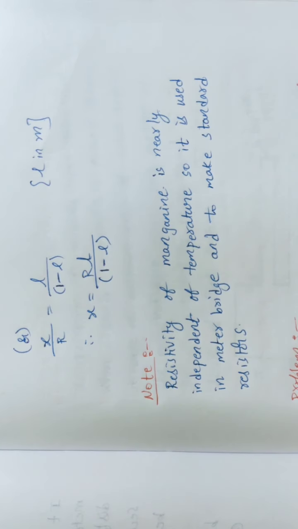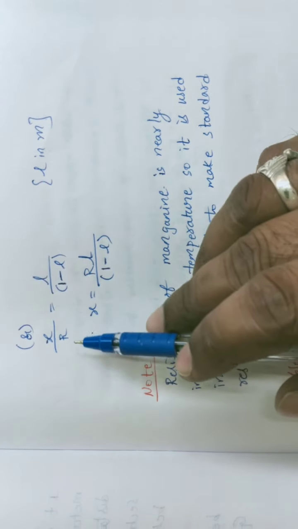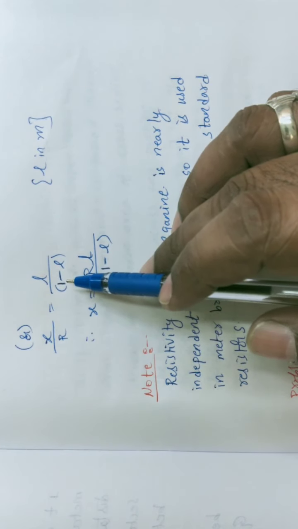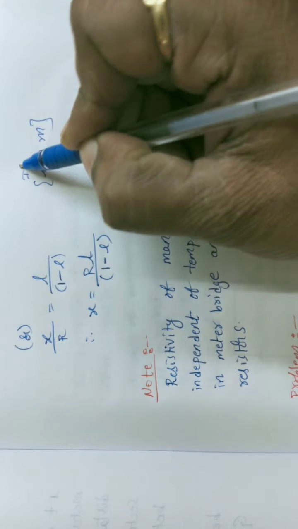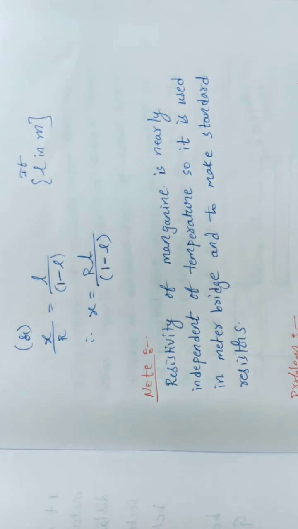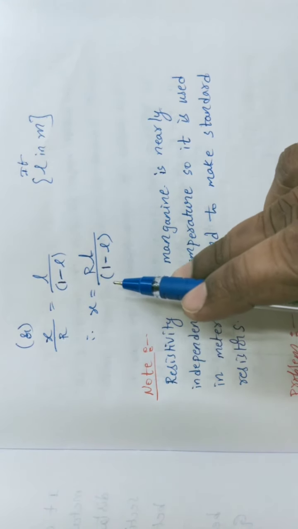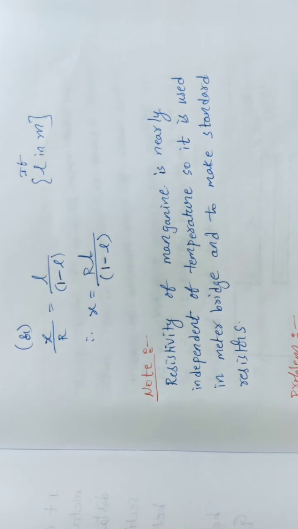Students, if the length is measured in meters, then X by R is equal to L divided by 1 minus L. So if L is in meters, X is equal to RL divided by 1 minus L. Like this we can identify the resistance of an unknown wire placed in the left gap of a meter bridge.